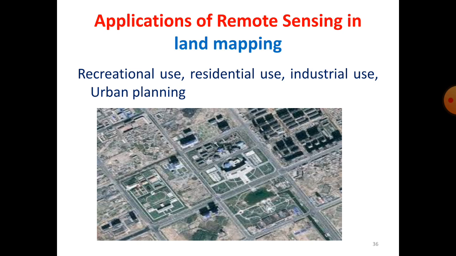Then, the next application remote sensing finds is in the field of land mapping. When we look at this picture, you can see an organized way of plots. It is because of remote sensing technology. The land can be distributed for urban planning, which includes land for recreational use, residential use, and industrial use, and can easily be divided by using remote sensing technology.